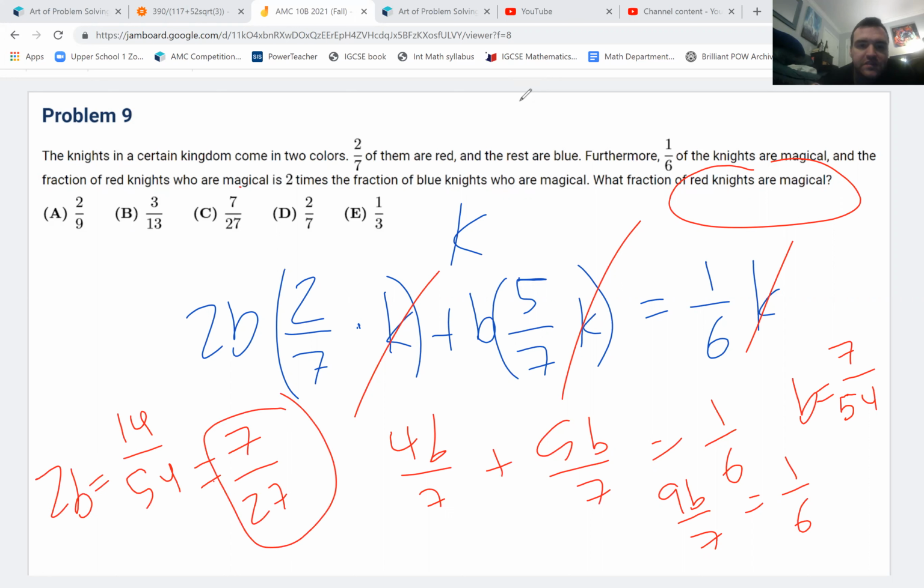So 7 over 27, which is choice C. And again, maybe there's another way to do this. Maybe you can use a Venn diagram. I actually tried using a Venn diagram, but I found it to be less helpful. I tend to be more of an algebraic type.